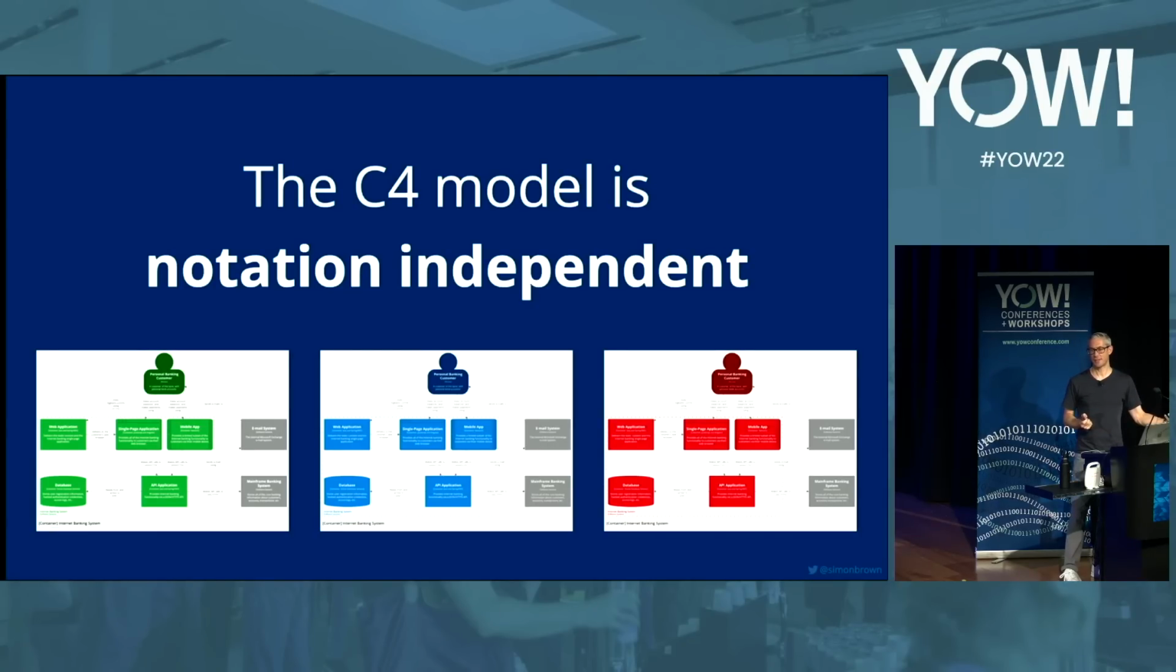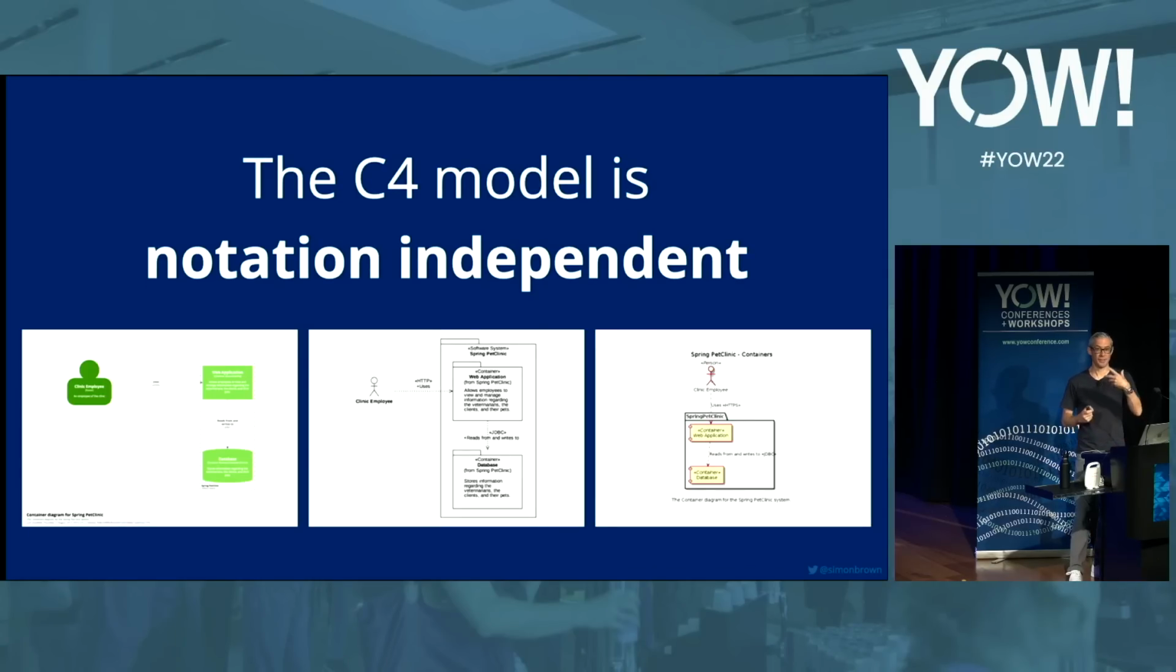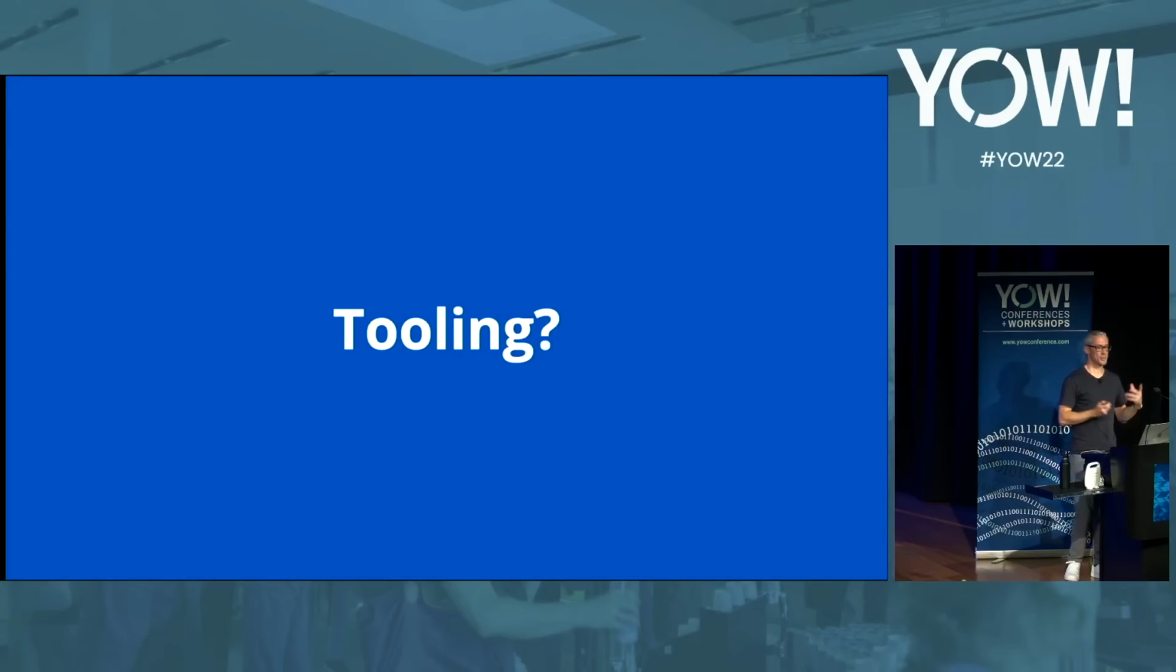It's notation independent, so you can use any style of boxes and arrows and colors and shapes you want to, and you could, in theory, use something like UML as your notation, along with the richer semantics that something like UML provides you. So, tooling.